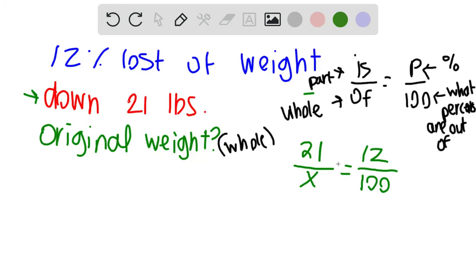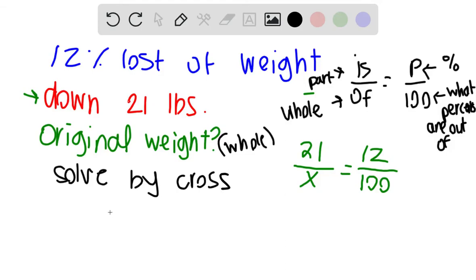Next, we're just going to solve this proportion. Anytime you solve a proportion, it just means it is proportional or equal to one another whenever you cross multiply. So we're going to solve by cross multiplying. Okay, so that's what this is going to look like.